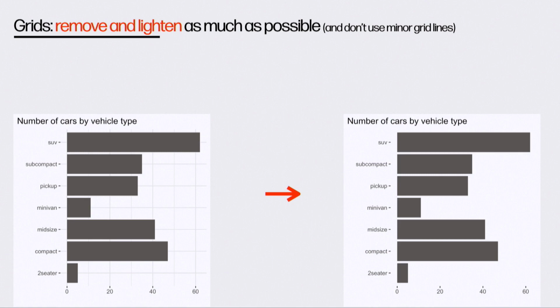I understand that there are reasons to have grid lines sometimes, but I encourage you to always question the purpose of every grid line. Do you need horizontal grid lines in every case? Do you need minor grid lines? If not, please remove them. If you do need them, I encourage you to make them as light and as small as possible so that they sort of disappear into the background rather than distracting from your data.